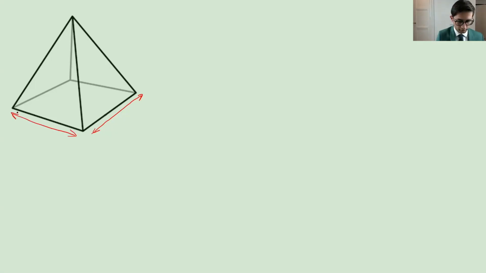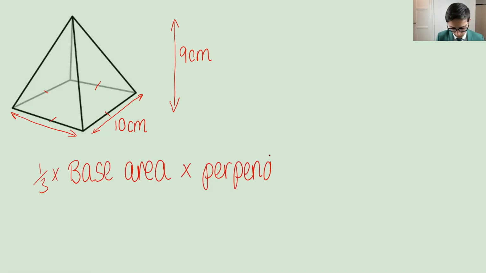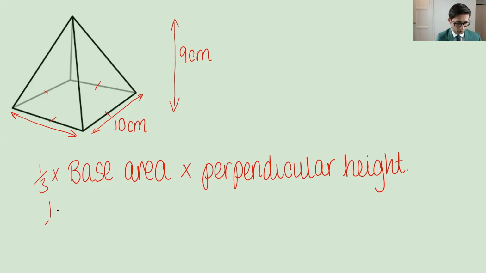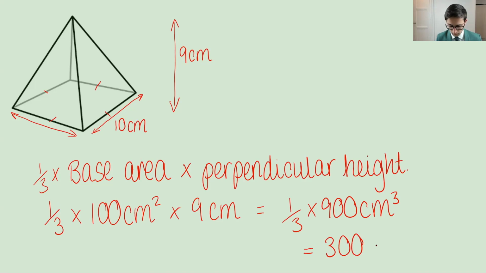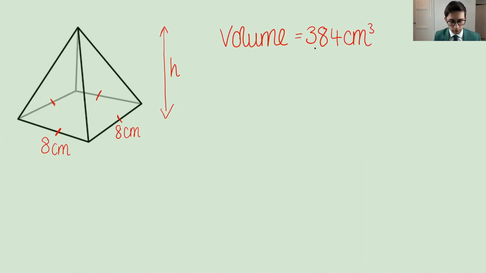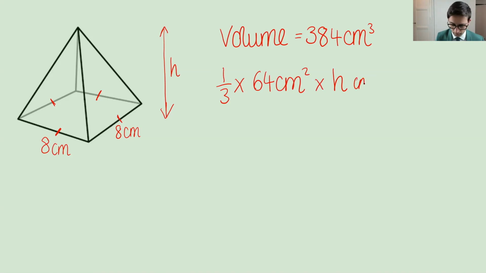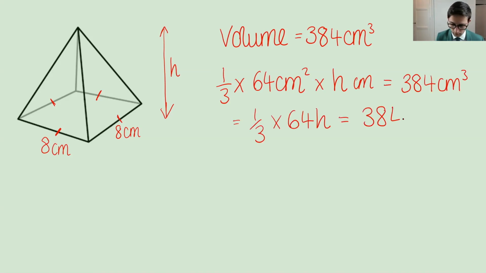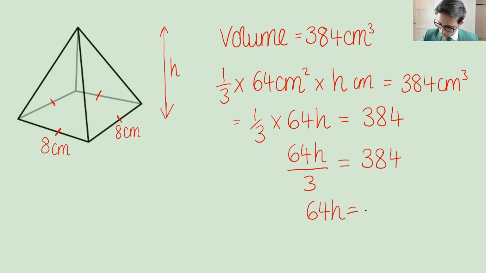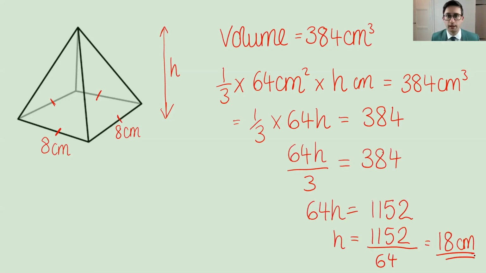A square-based pyramid with base lengths equal to 10 and a perpendicular height of 9 centimeters. Then using the formula for the volume of a pyramid, we would have a third of the base area times by the perpendicular height. And there we go. Okay, so if this time we're given the volume, but we're asked to find the perpendicular height, we can use the formula that we know. So we know a third times the base area. Now, if we solve this equation, we can do that just by rearranging the formula.